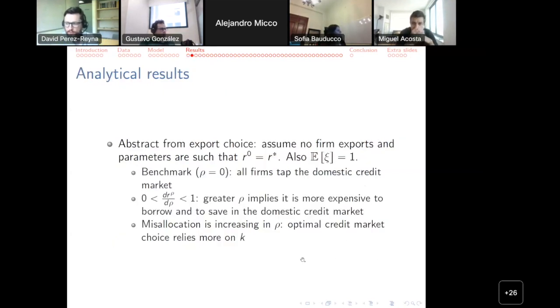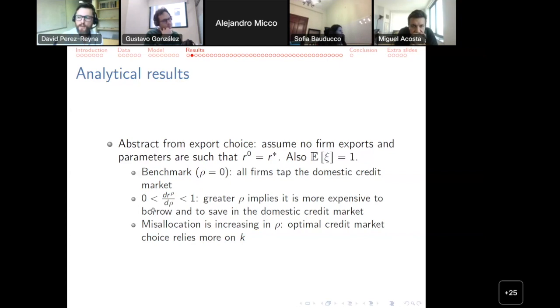To understand this economy, I'm going to do two exercises to understand the two margins, the two choices firms face. In the first exercise, I'm going to abstract from the export decision and assume that no firm exports. I'm going to do this just to understand what drives a firm to tap the domestic credit market versus the international credit market. What we're going to find is a benchmark: all firms borrow domestically. That benchmark is where rho equals 0.